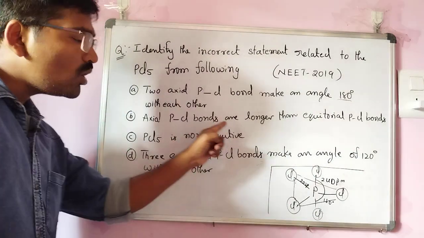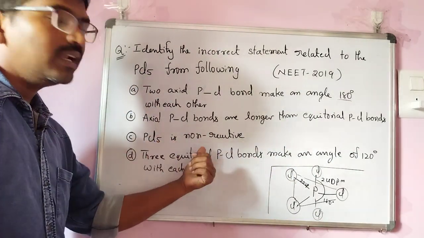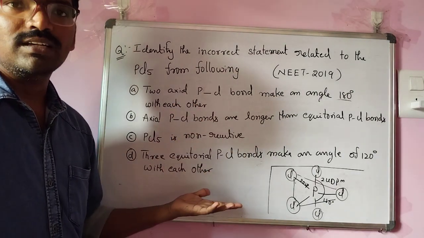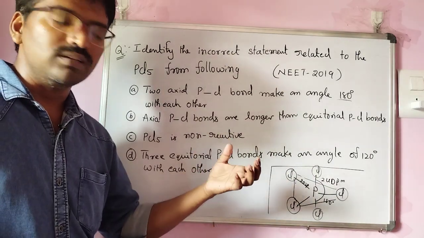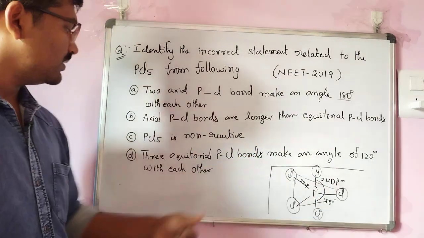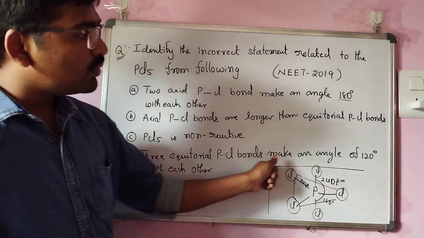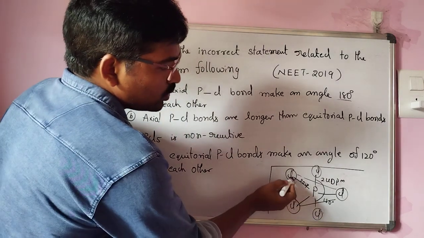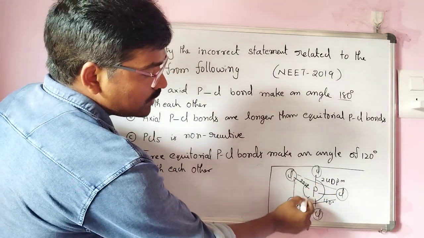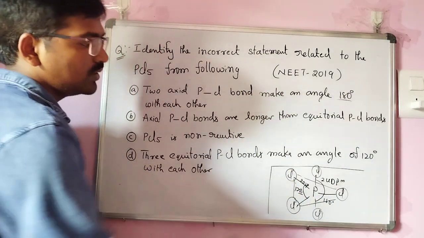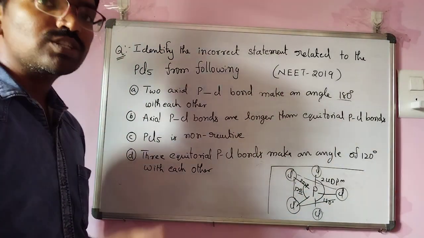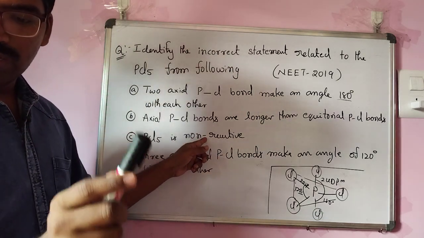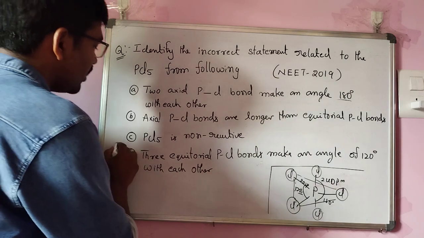Then the statement: PCl5 is non-reactive. PCl5 is reactive; it can react with organic compounds like CH3COOH. Then: 3 equatorial P-Cl bonds make an angle of 120 degrees with each other. Already told, the bonds in the equatorial positions have 120 degrees between them. So which is the incorrect statement? Non-reactive is the incorrect statement, because it is reactive.